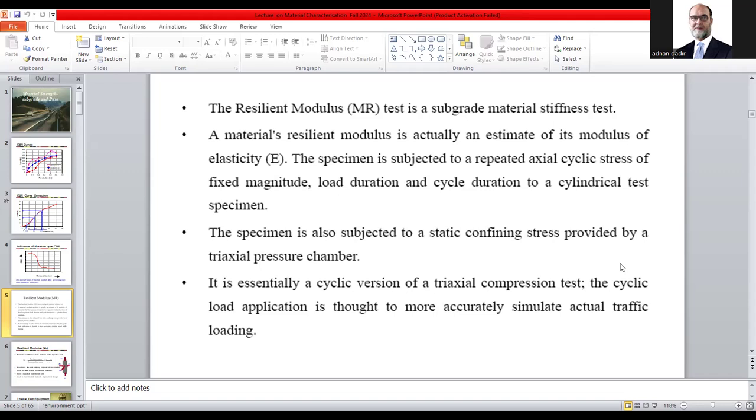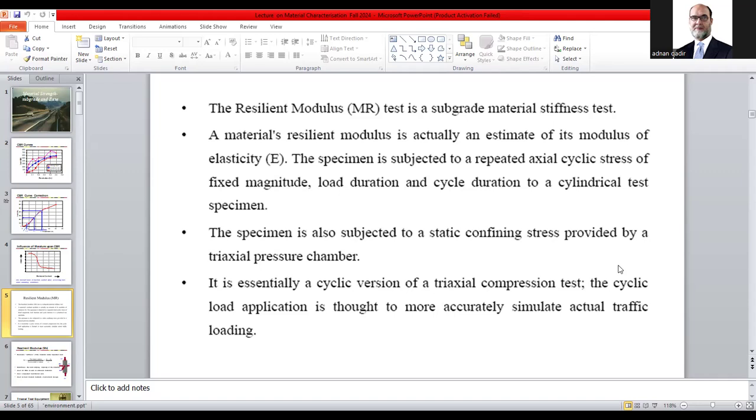What do you mean by a resilient modulus? It is to estimate its modulus of elasticity. Unlike the modulus of elasticity, which we know as Hooke's law or Young's modulus, this modulus is measured in three dimensions, while the Young's modulus is measured unidirectionally. So that's the difference between a resilient modulus and the elasticity modulus.